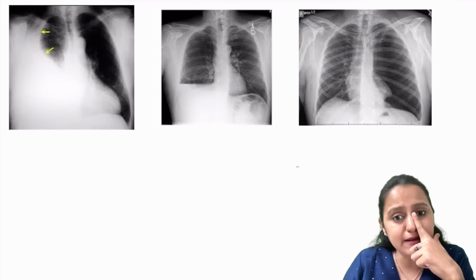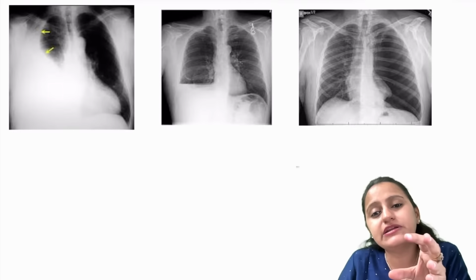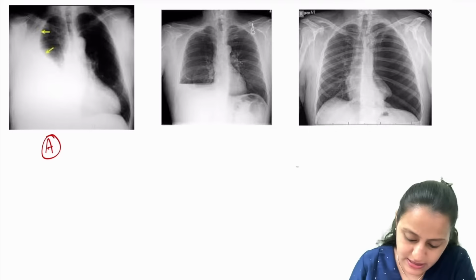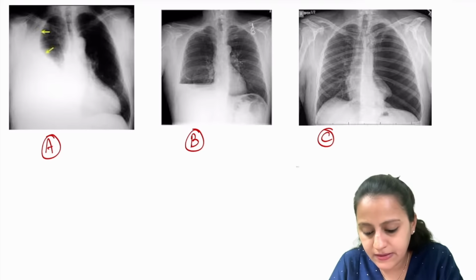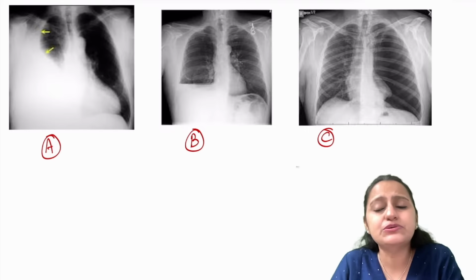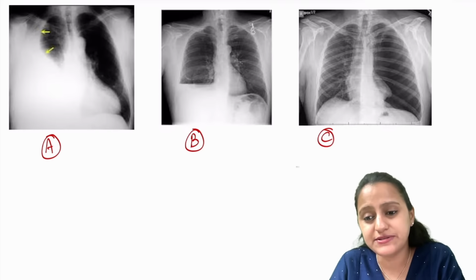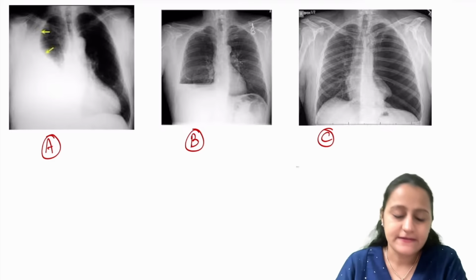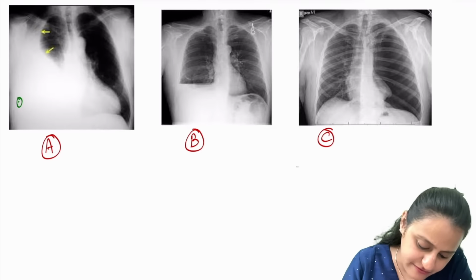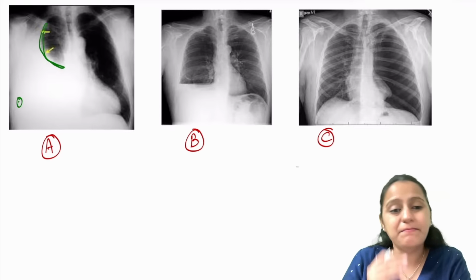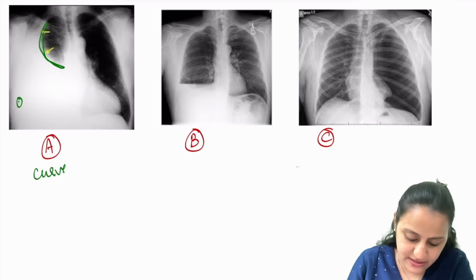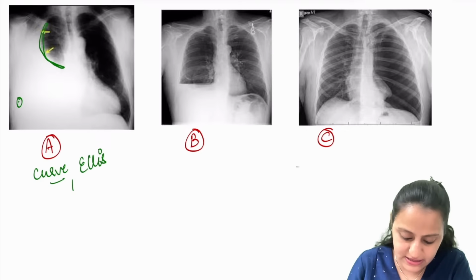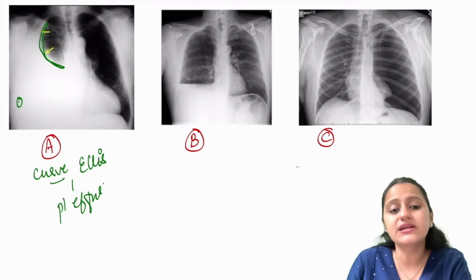Coming to the pleural pathologies, hydropneumothorax, pleural effusion and pneumothorax. Look at the image A, B and C. Hydropneumothorax, pleural effusion and pneumothorax. What are you seeing here? First one, the blunting of the angle with this meniscus shape or the curve that you see. Remember, the curve is called the Ellis curve, is going to be pleural effusion.